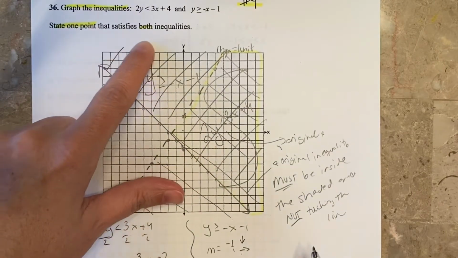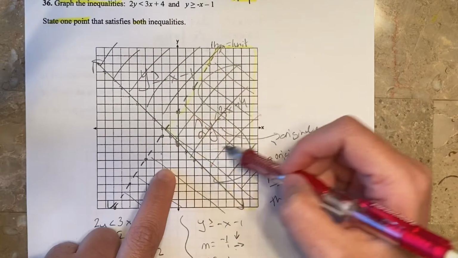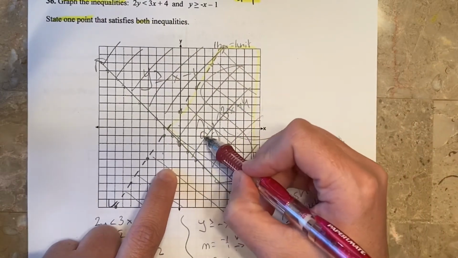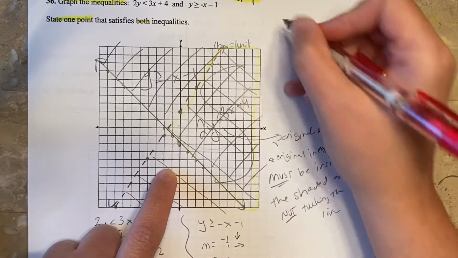So state one point that satisfies both inequalities, anything from here at all. So 1, 2, 3, 4, 5. I'm going to go 5, 5.